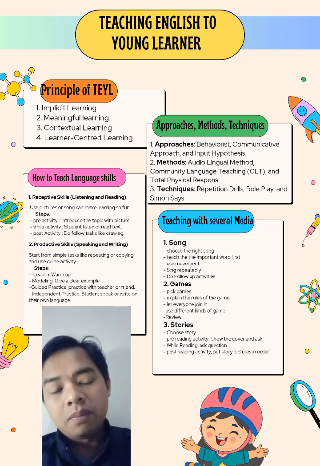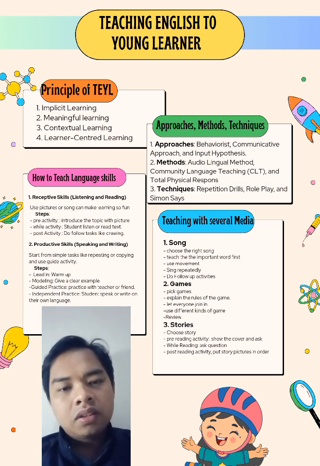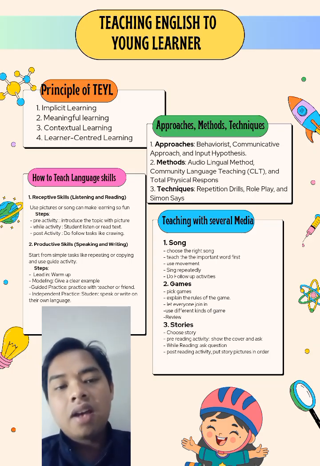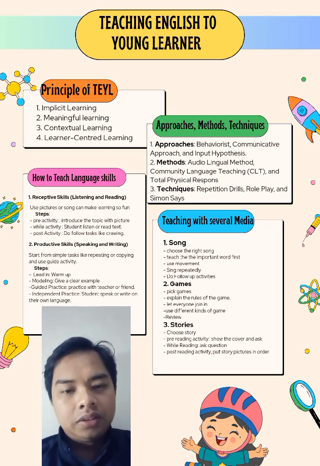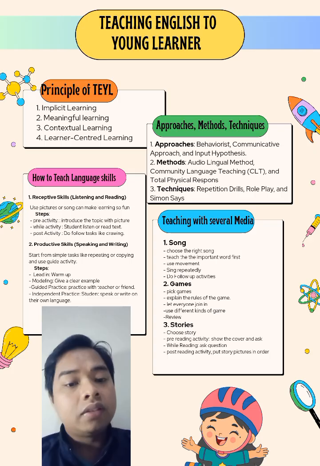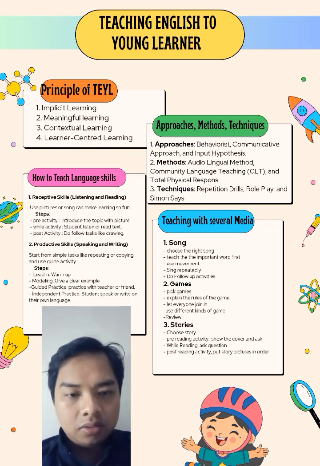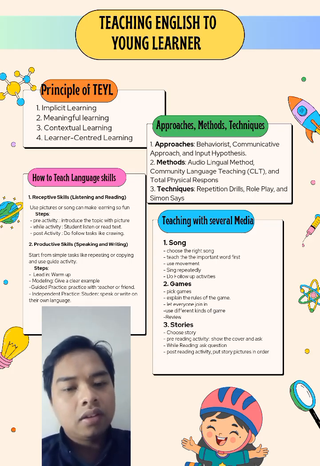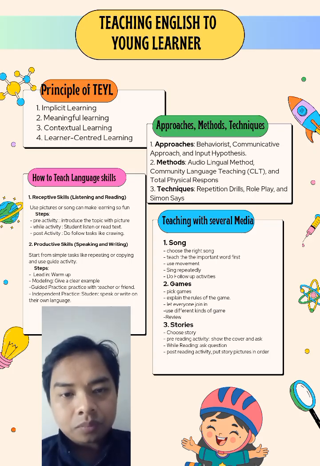The first one is implicit learning. Implicit learning is process where someone learns something without realizing that they are learning. And the second one is meaningful learning. Meaningful learning is when learning activities are connected to student real lives and interests.